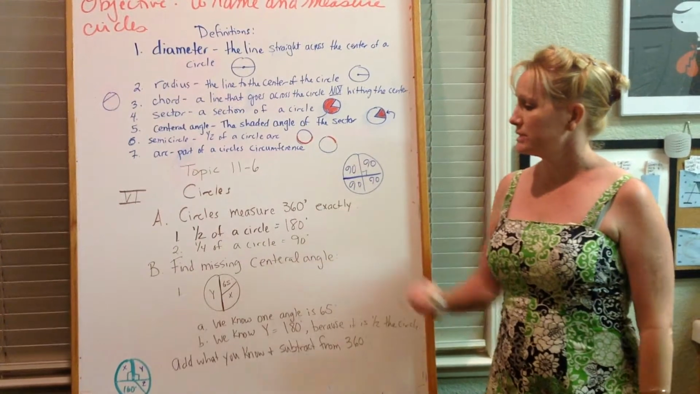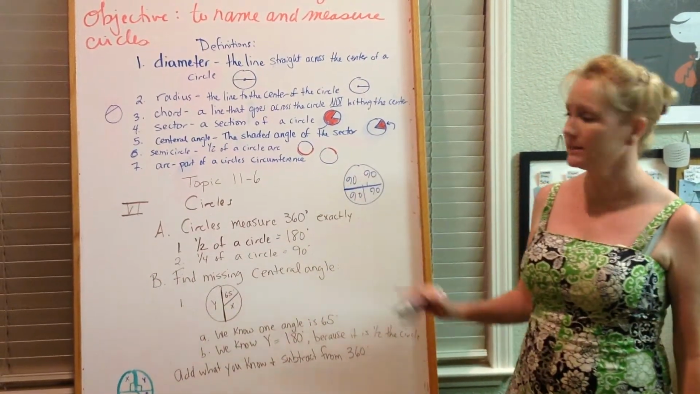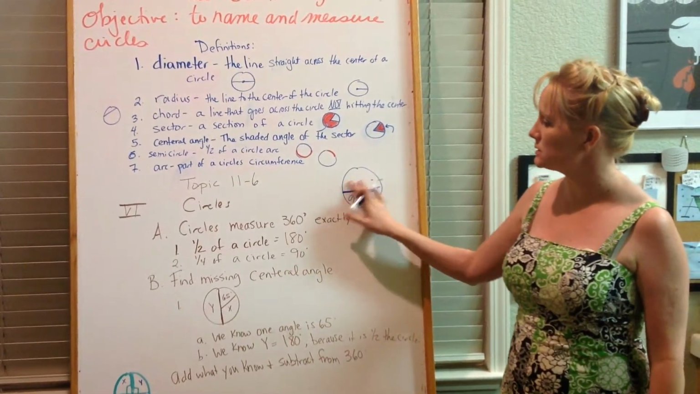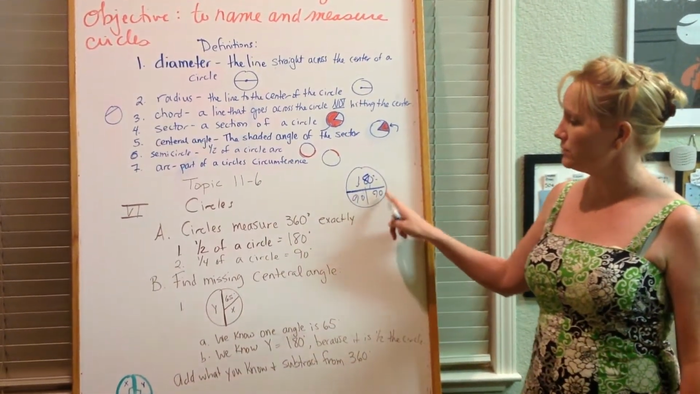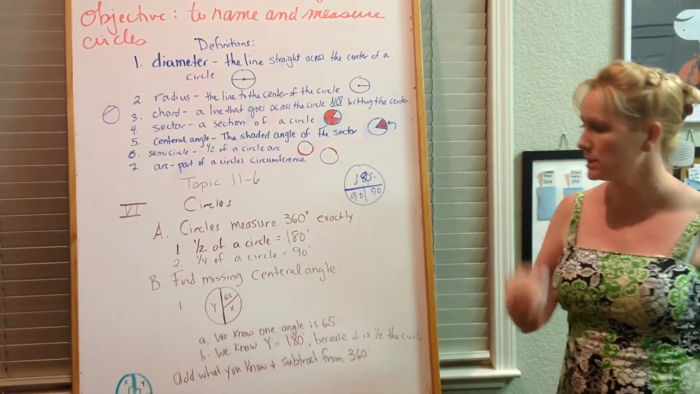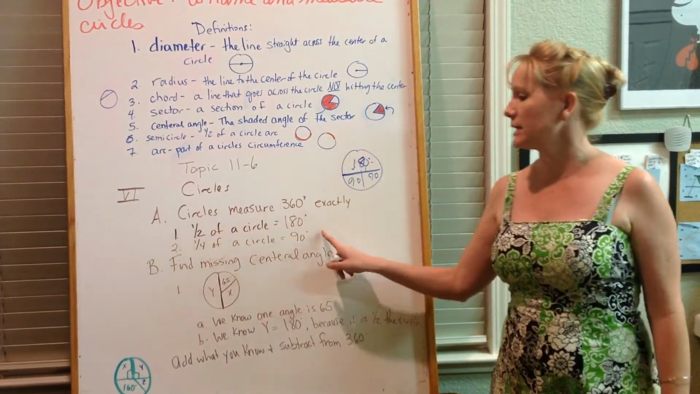So 360 degrees exactly. Well, half of a circle, then, if I don't have a line there, half plus half equals 180 degrees, and that's good to know. And a quarter of a circle is 90. Those are just good things to know. So half a circle is 180, and a fourth or a quarter of the circle is 90 degrees.